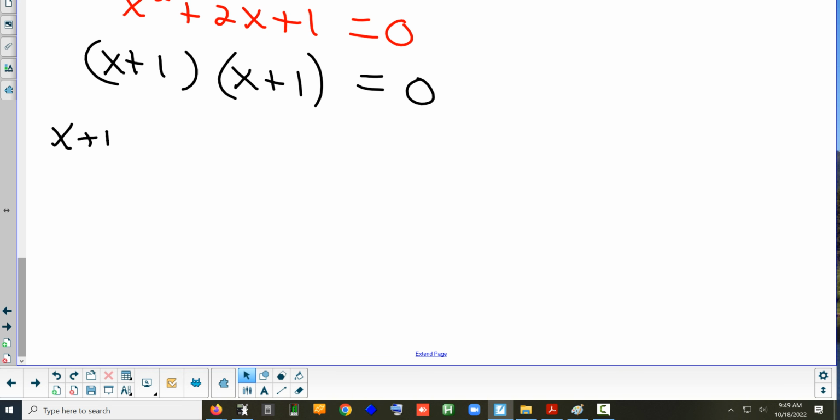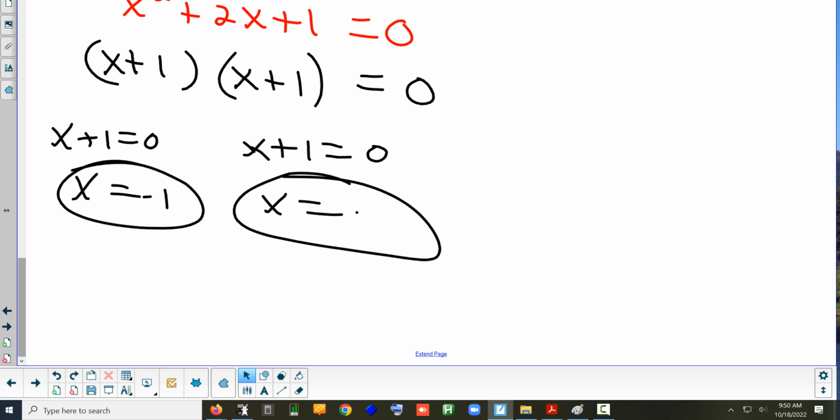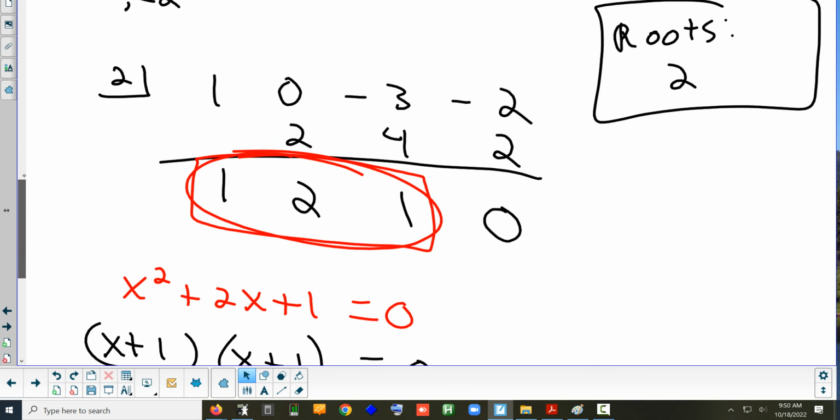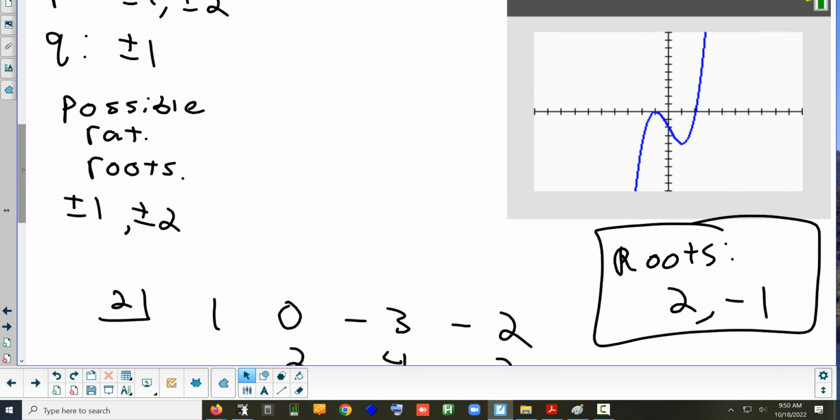So now, set each of these equal to 0 and solve. What do you get when you solve the first one? Negative 1. What do you get when you solve the second one? Negative 1. We have the same answer twice. You don't have to write it twice. You only have to write it once. So -1 is the other root. So 2 is a root, and -1 was a root. And if you go back up and look at the graph, that looks exactly like what's happening. 2 and -1.